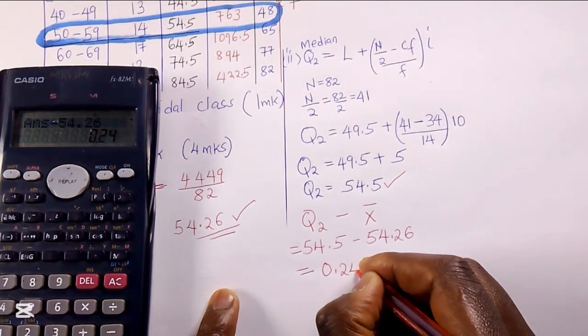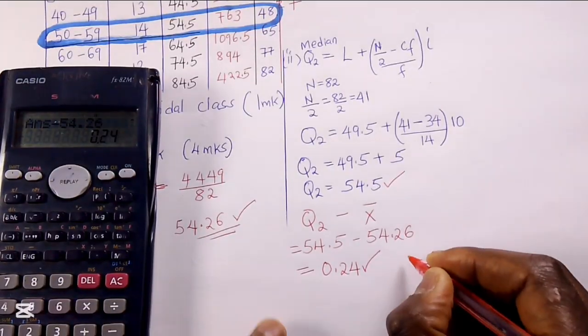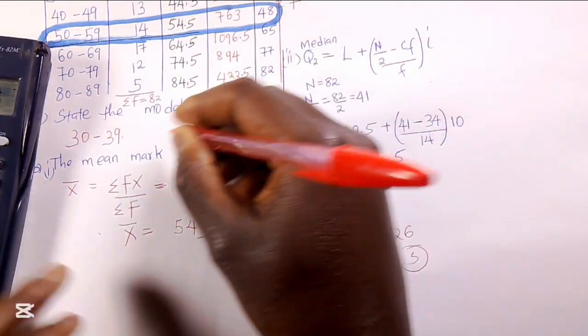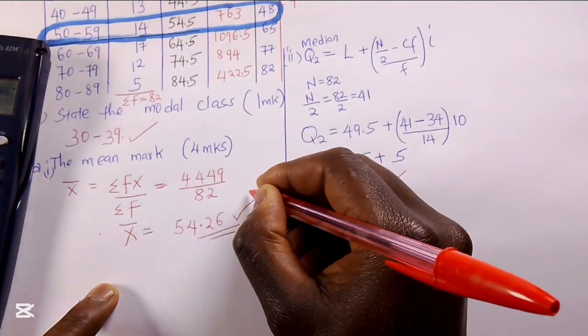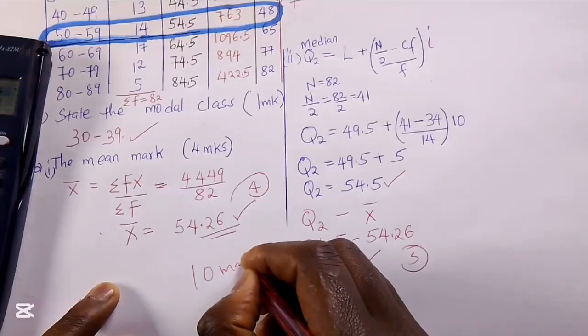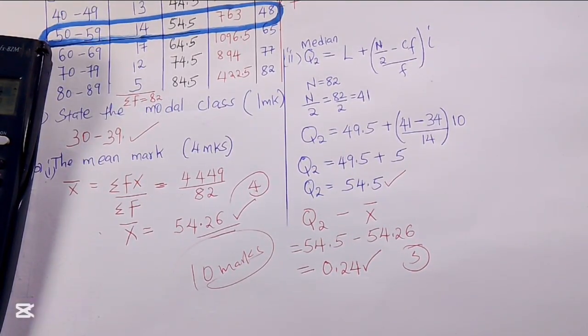So our answer is equal to 0.24, and that question gives you 5 marks. The first one was 1 mark, and this one is 4 marks. So a total of 10 marks. That is a KCSE question.